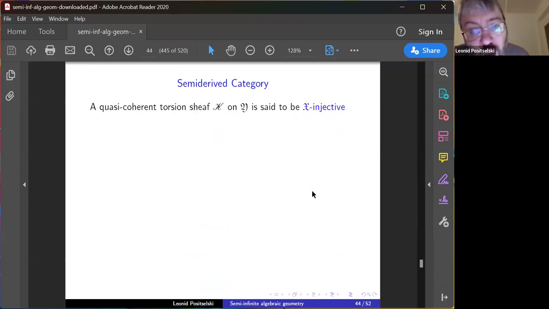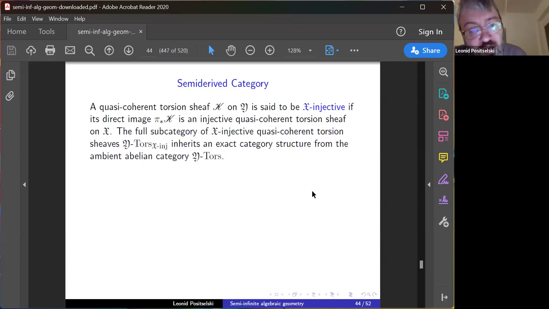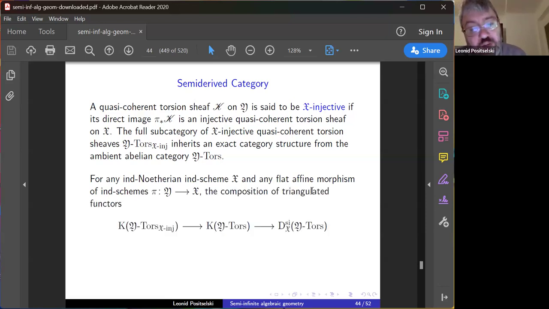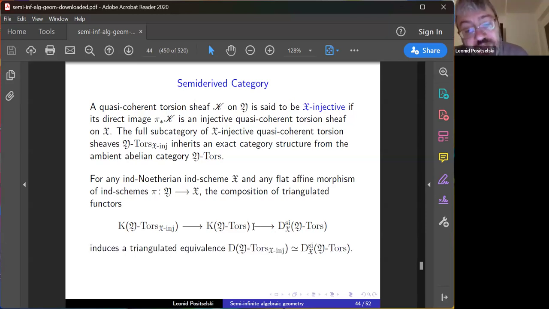A quasi-coherent torsion sheaf K on Y is said to be X-injective if its direct image is an injective quasi-coherent torsion sheaf on X. The full subcategory of X-injective quasi-coherent torsion sheaves inherits an exact category structure from the ambient abelian category of all quasi-coherent torsion sheaves on Y. For any ind-Noetherian ind-scheme X and any flat affine morphism of schemes pi, the composition of triangulated functors from the homotopy category of X-injectives, to the homotopy category of all Y-torsion sheaves, and to the semi-derived category, induces a triangulated equivalence between the conventional derived category of X-injective quasi-coherent torsion sheaves on Y and the semi-derived category of torsion sheaves on Y relative to X.